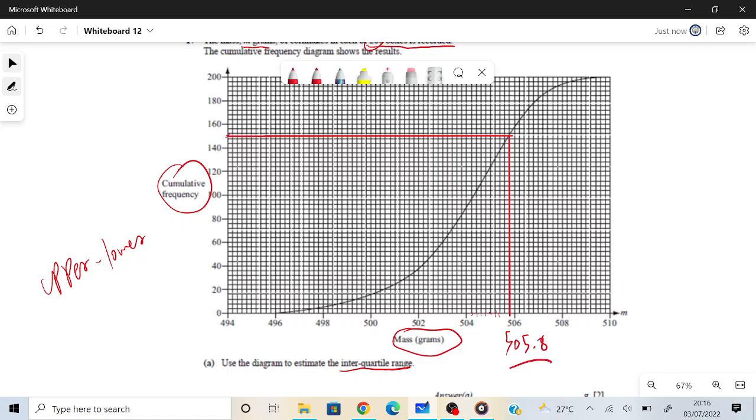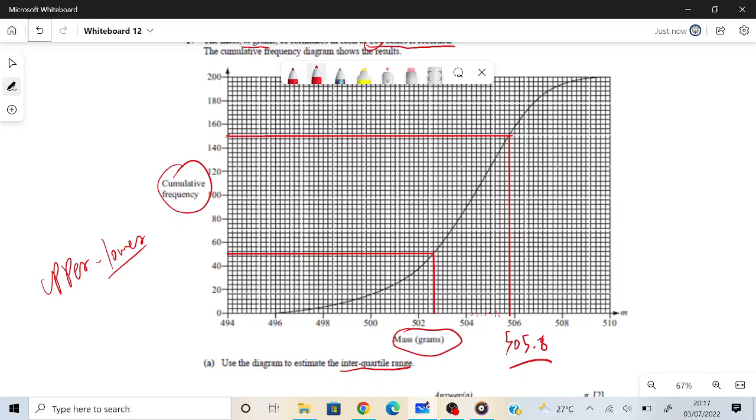Okay, now we need to go for the lower quartile. The lower quartile is 25% of 200, which is 50. So we look for 50. This is 44, 46, 48, 50, 52. Again, it may not be the most accurate. 50 somewhere there. Trace it to the curve again, somewhere right there. Okay, let's do that again. It's not straight. Okay, and trace it back down somewhere there.